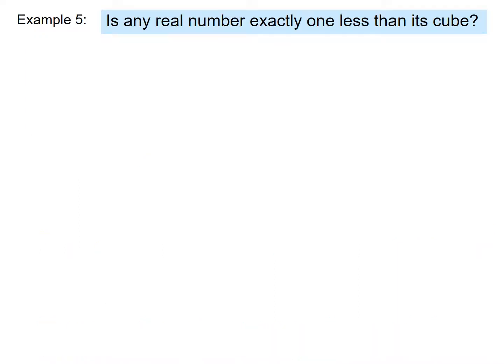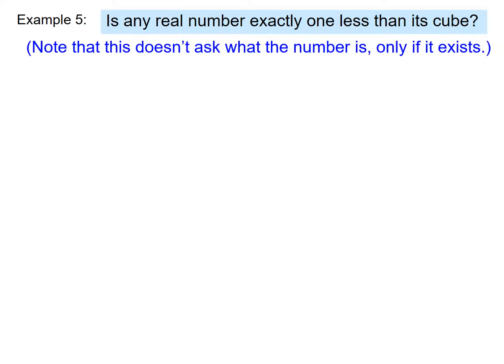And let's just look at an example that can use the intermediate value theorem. The question here is, is any real number exactly 1 less than its cube? Notice we're not asking what it is, we just want to know if it exists. So we could express this question as an equation. If the number is x, we want that to be equal to 1 less than its cube, x cubed minus 1. And we can rearrange that to make that 0 equals x cubed minus x minus 1.